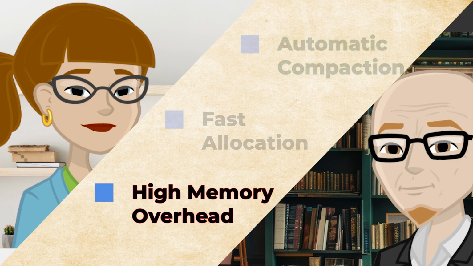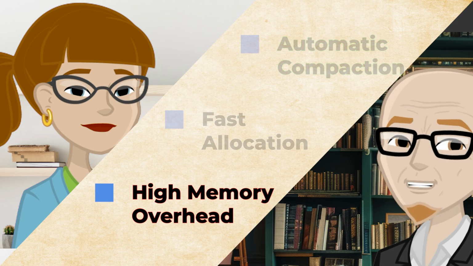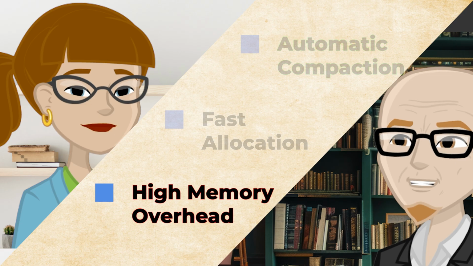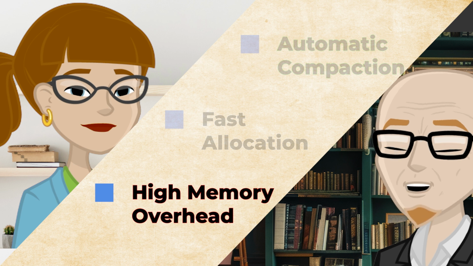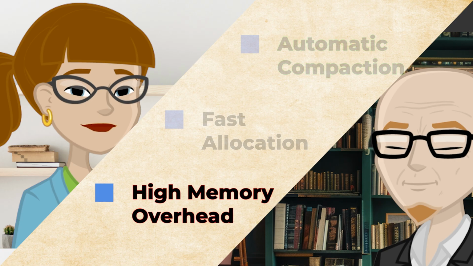High memory overhead. You essentially need double the memory you're actually using at any time, because only half the heap is active. Ouch. Twice the memory footprint. Yep, so these are often used for specific parts of the heap, like young generations, where objects are expected to die very quickly anyway. Okay, so copying trades memory for speed and no fragmentation.